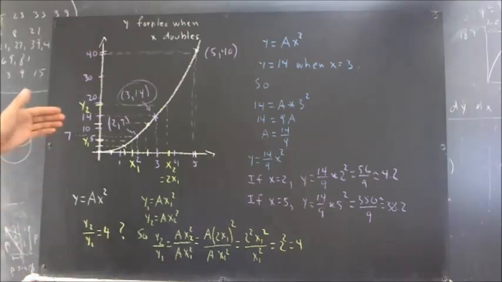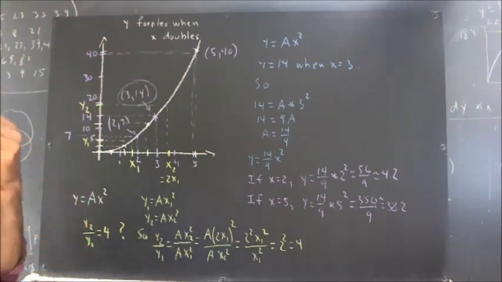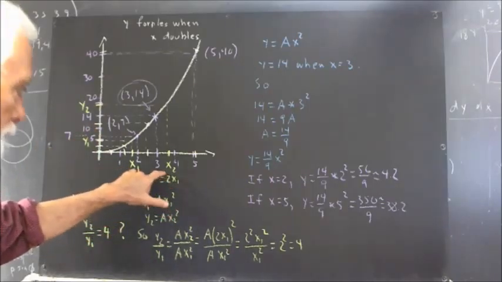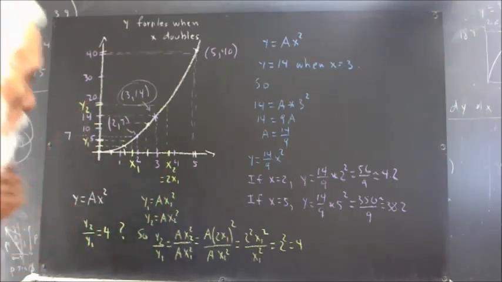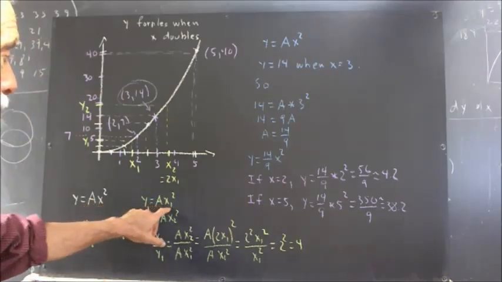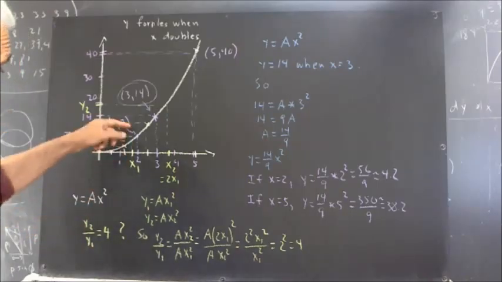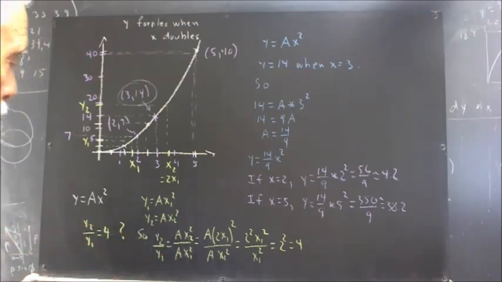But we're going to prove algebraically that if we constructed the graph correctly, then y really does quadruple when x doubles. We're going to prove that if the graph is y equals ax squared, then when x2 is double x1, then y2 has to be four times y1. So y1 is a times x1 squared. If this is the model for the graph, then that must be so. And y2 equals ax2 squared. So our ratio y2 over y1, if the graph really is quadrupling, should be 4.